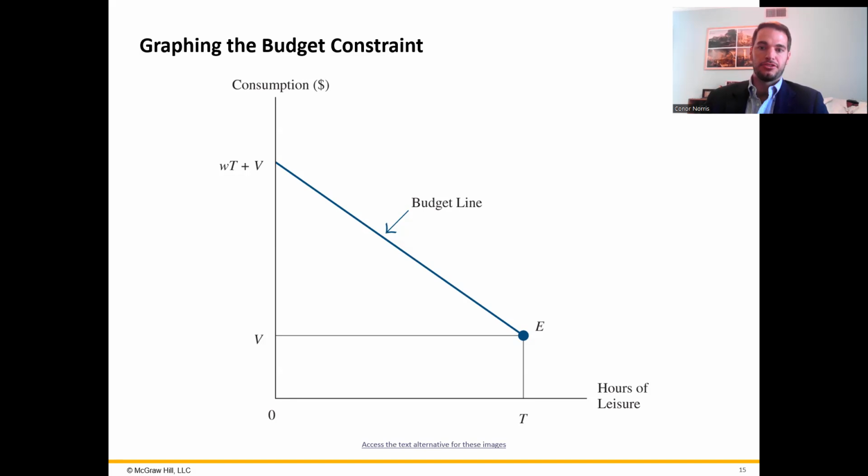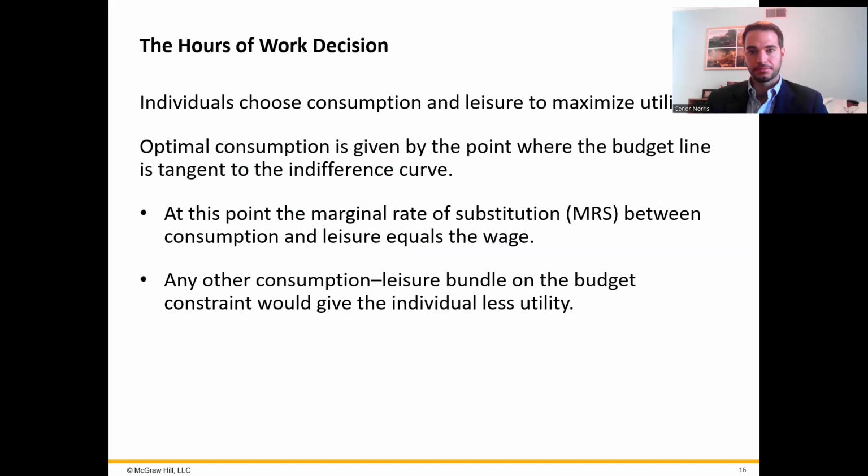The most that a person can consume is the sum of the wages and all of the time plus their non-labor income. This is rare because that person would have no leisure time. As we move along the budget line from E, which is called, again, the endowment point, the person is able to consume more and thus works more, giving up some of their leisure time. Okay, we're going to stop there and we're going to pick up with the hours of work decision in the next lecture slide.